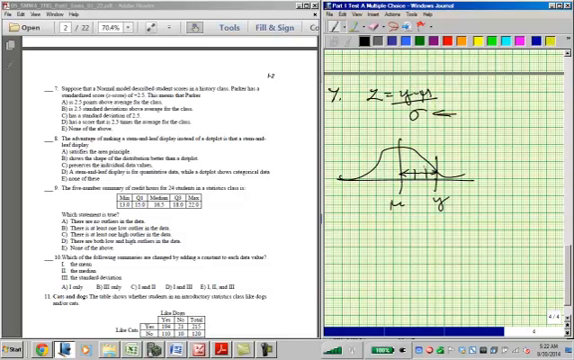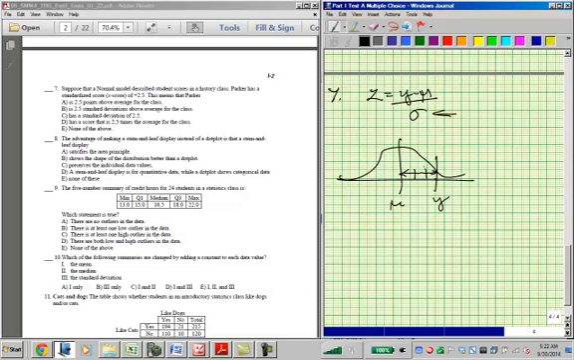D, a stem and leaf displays for quantitative data while a dot plot shows categorical. That's false. They're both for quantitative. So I would take B or C for this, and I need to give you a little bit more discussion on this. Okay, number 9.